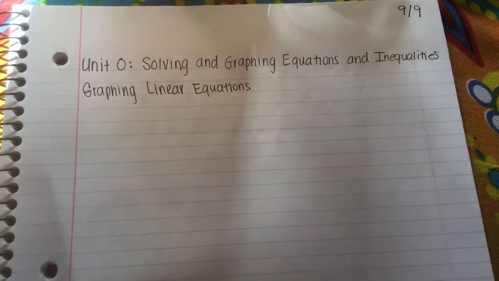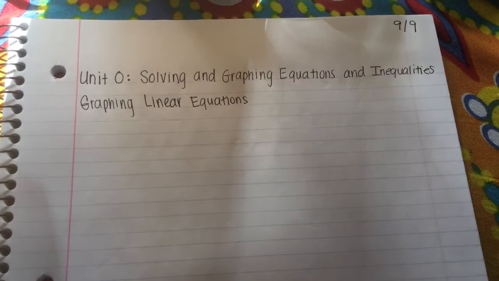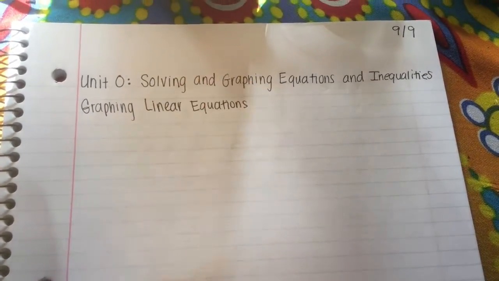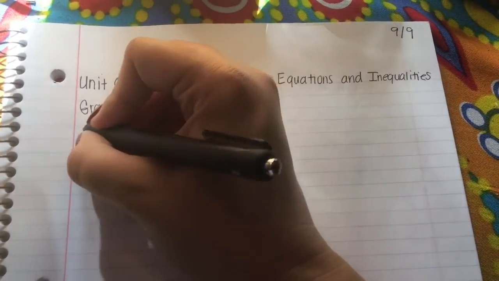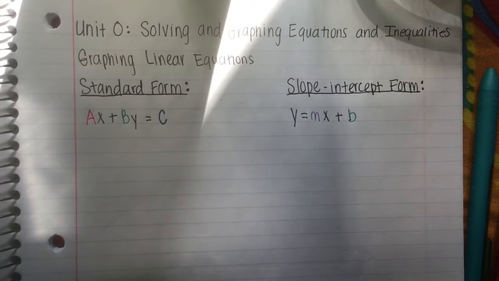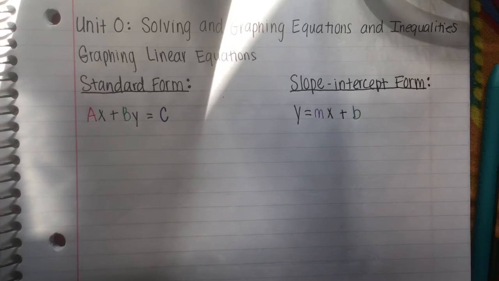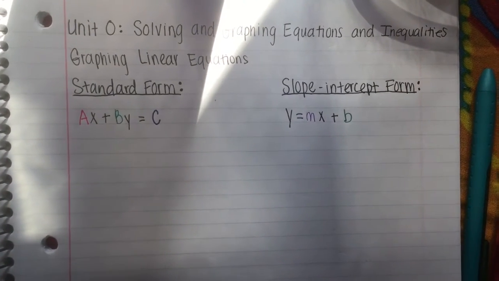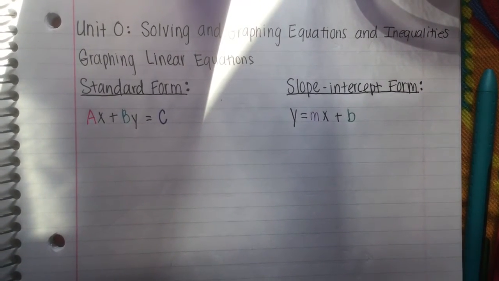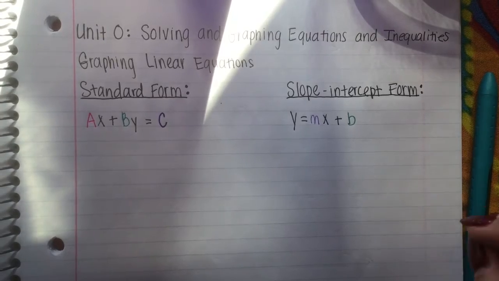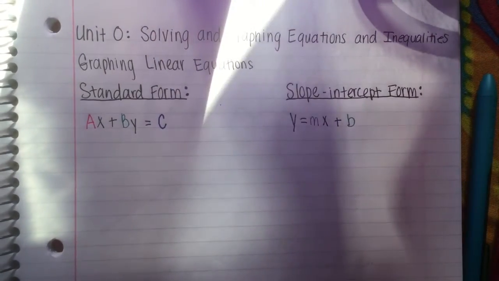Today we're talking about graphing linear equations. We're going to talk about two forms of an equation, standard form and slope-intercept form. We have standard form, ax plus by equals c, and we have slope-intercept form, which is y equals mx plus b, made up of the slope and the y-intercept.